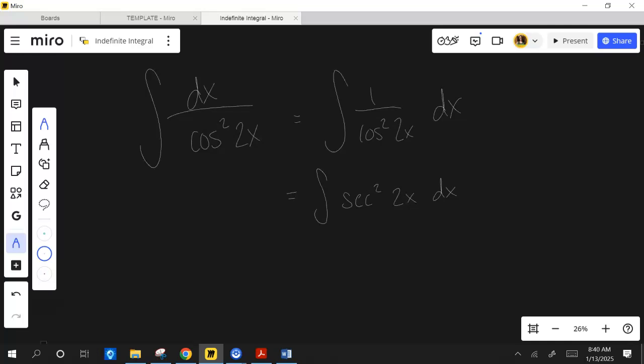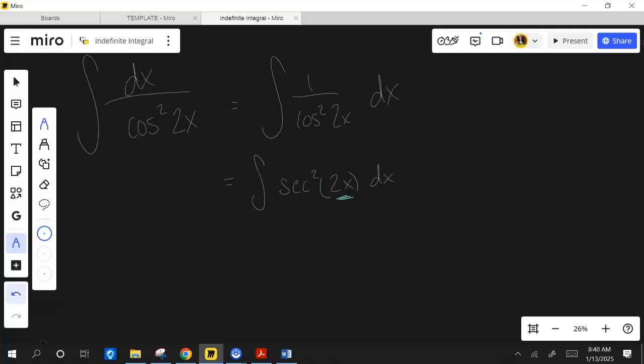But then there's only one function. Well, this is the secant up. This is a function because something's being done to the x, right? And then the secant squared. So what if I let u be 2x? Okay, yes, if it's a polynomial, but this is a trig.